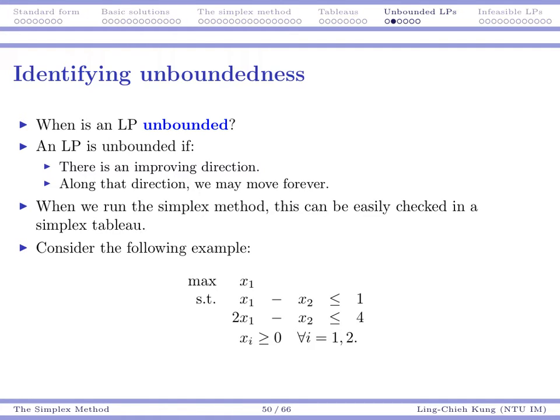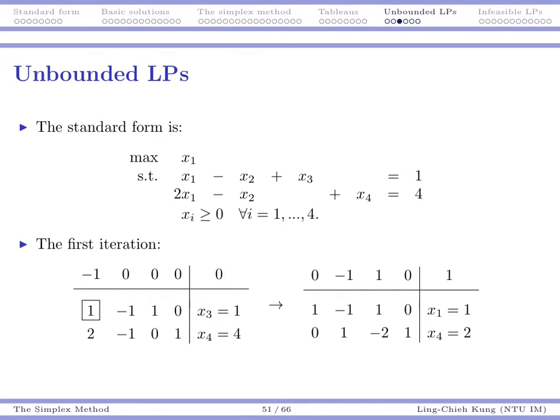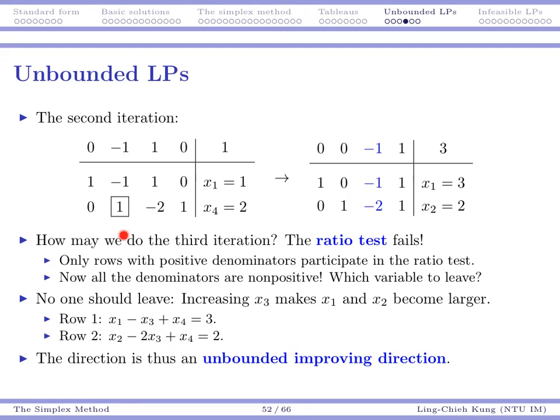So let's consider the following example. Suppose I have a maximization problem like this. First, I get the standard form, and then I get the tableau, and then I do an iteration. -1 enters, 1, 4, this guy is the winner, and then we do this pivoting. Okay, so this one is done. We get the second tableau. At the second tableau, nothing special, so we enter x2, and immediately we see x4 should leave, and then we do the pivoting to get the third tableau.